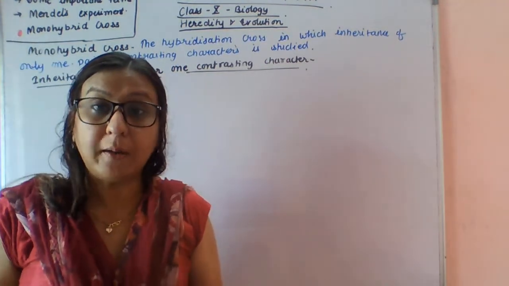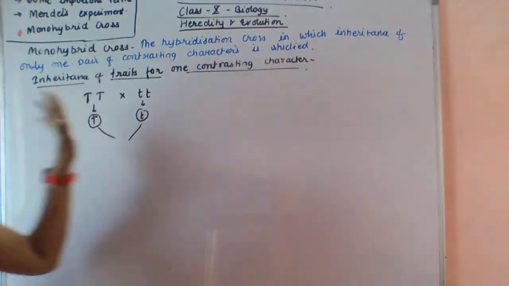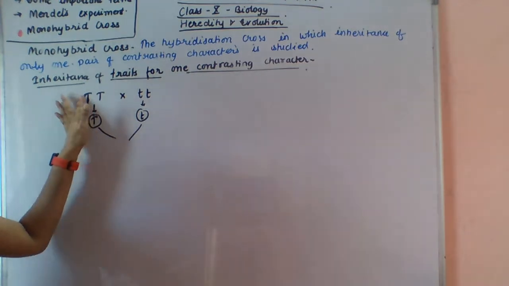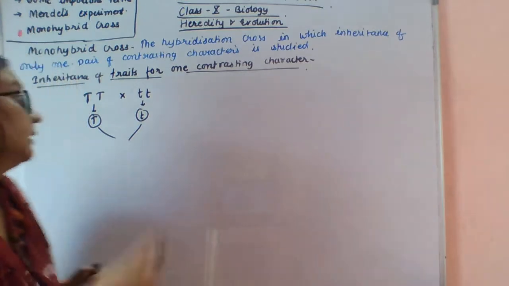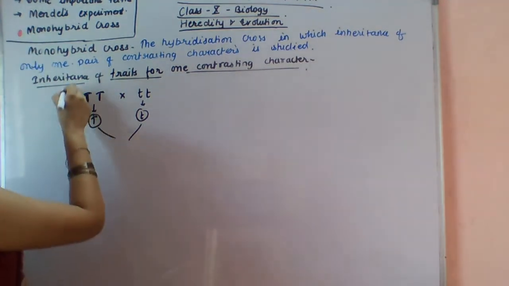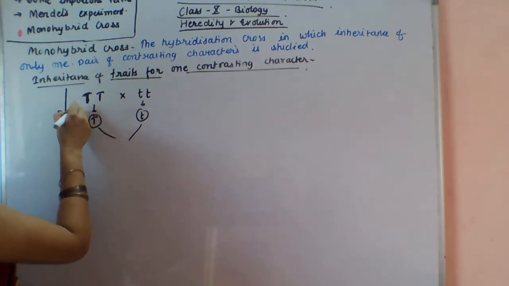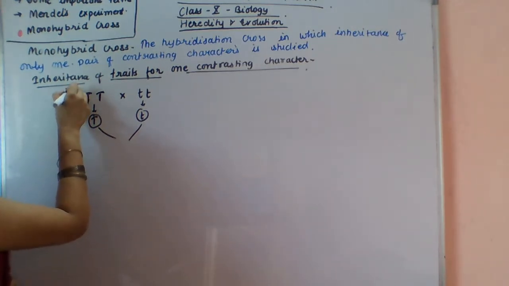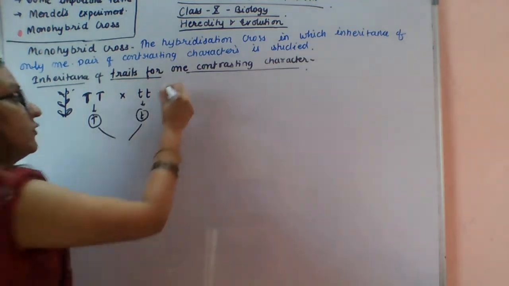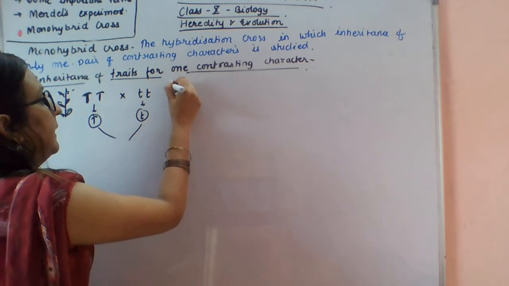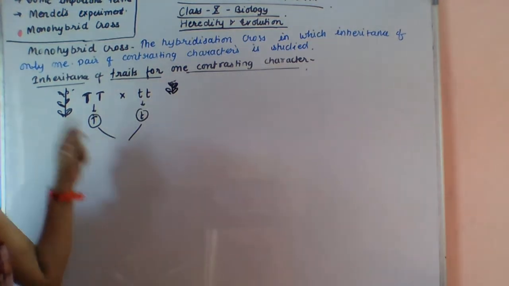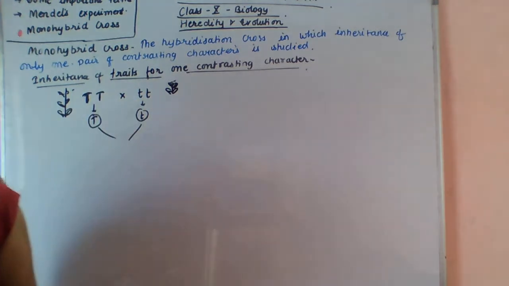Students, now I will explain the monohybrid cross. First, Mendel took pea plants with different characteristics, such as height. This is capital T, capital T, that is for the tall tree. Suppose this is a tall tree. And this is small t, small t, for the short plant. Okay, so now he crossed capital T with small t.